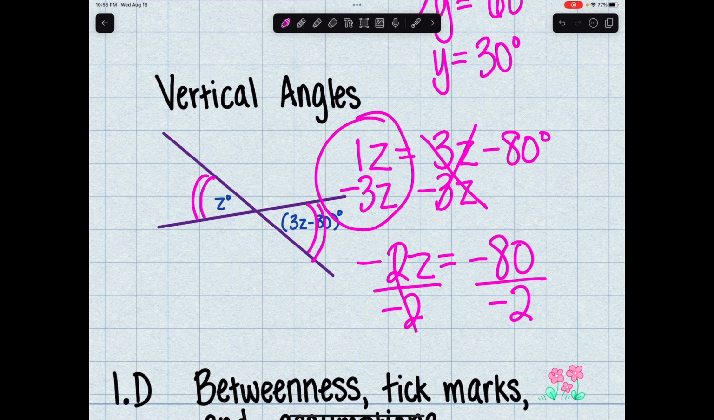Z is equal to 80 over 2, which is 40 degrees. That's how you would solve that.